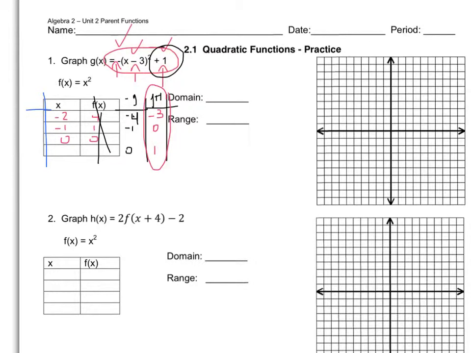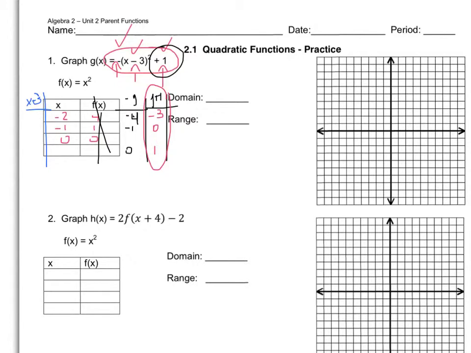And remember, every time you're making a change to the x, it's opposite to what you see. So since it's x minus 3, it's going to be x plus 3. How can you tell if the change is done to the x or to the y? Again, if there's parentheses, it means the change is done to the x. Anything outside the parentheses, the change is done to the y, and you do it in order from left to right.